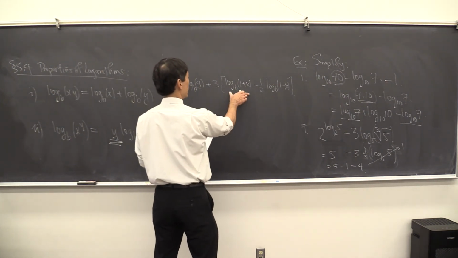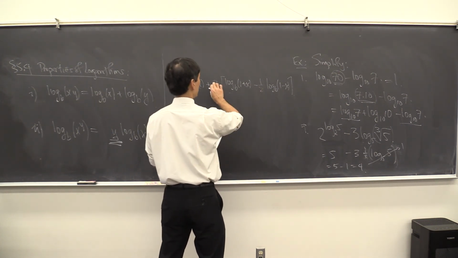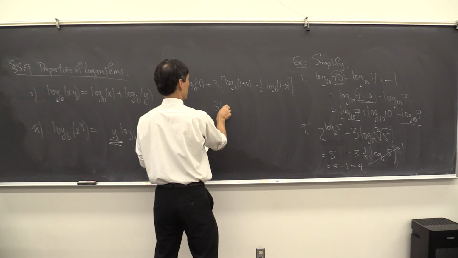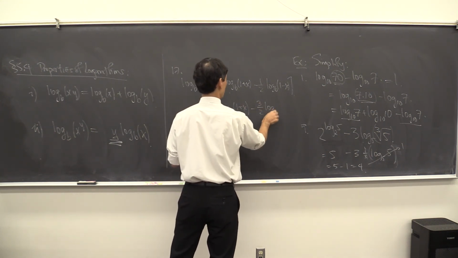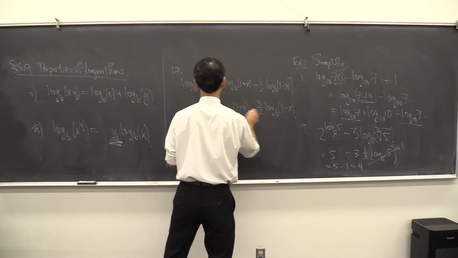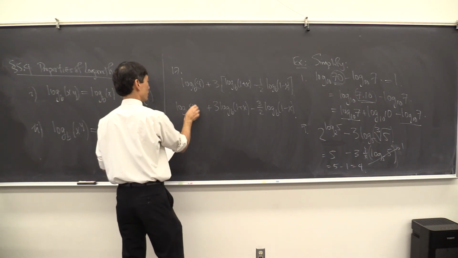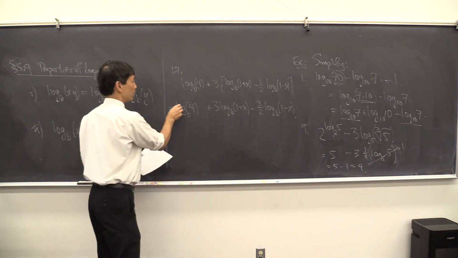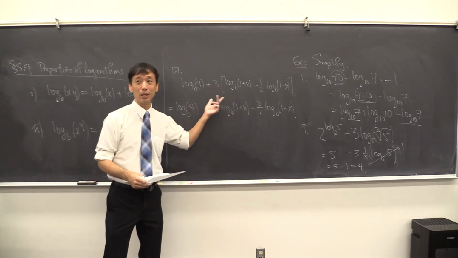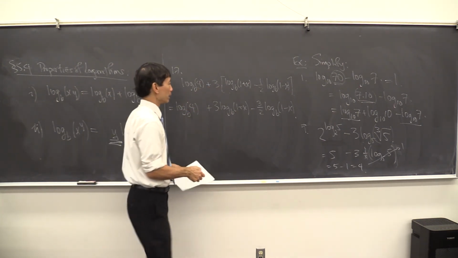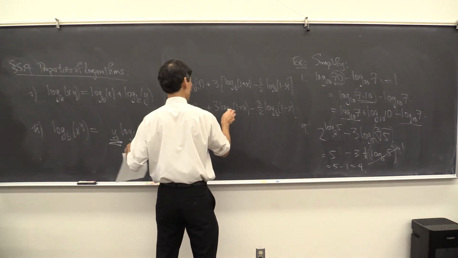So what I'm going to do here is multiply everything by 3. So we get 3 log base b of 1 plus x minus 3/2 log base b of 1 minus x. And here we've got log base b of 4. That's just arithmetic; I multiplied the 3 through. Now we use the second property in reverse.